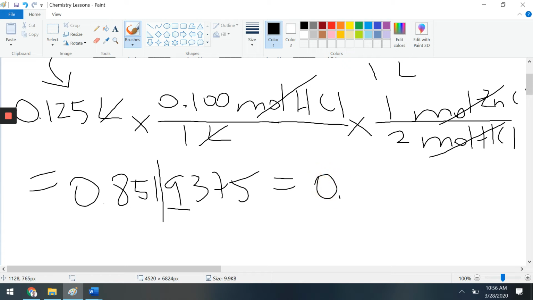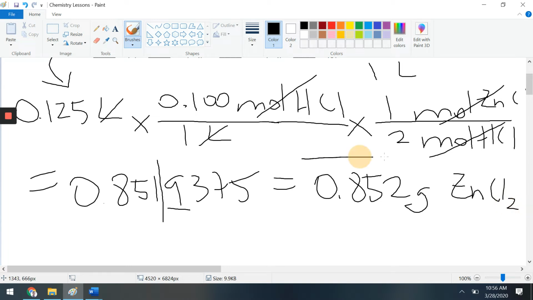So it should be 0.852 grams of zinc chloride being produced at the end. I'm going to box my answer. There we go. So let's come back to the question again.